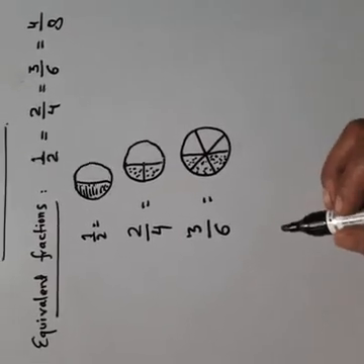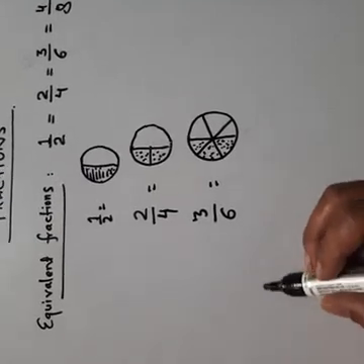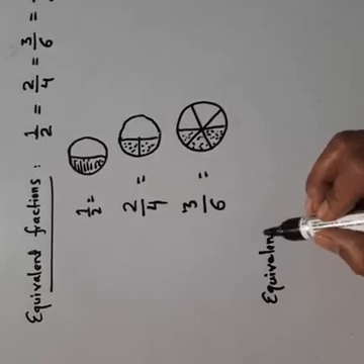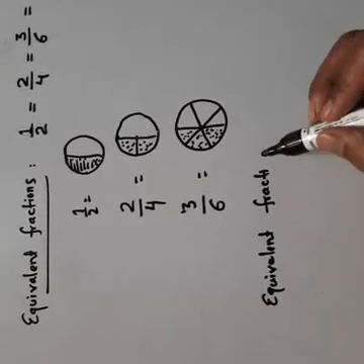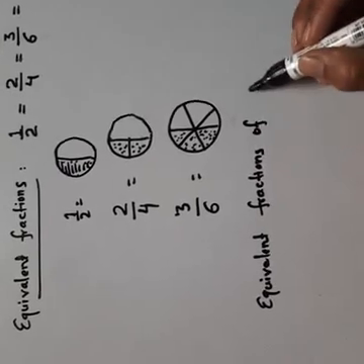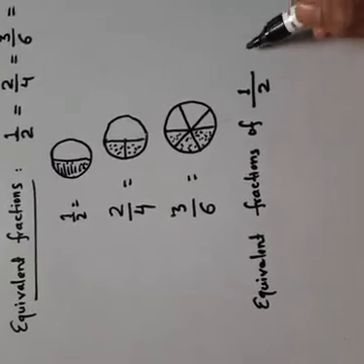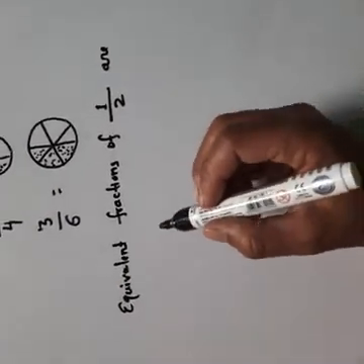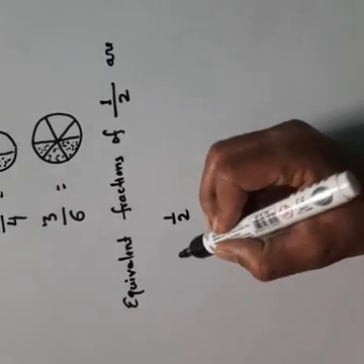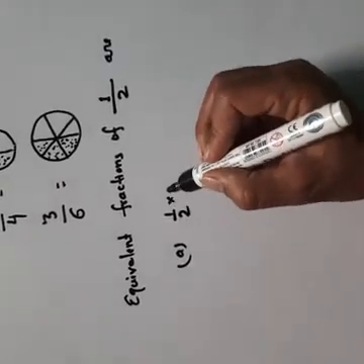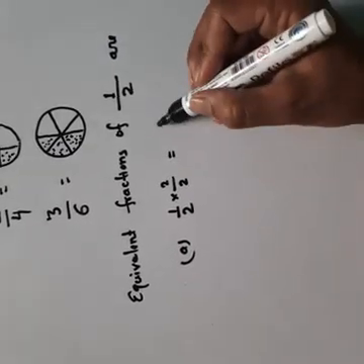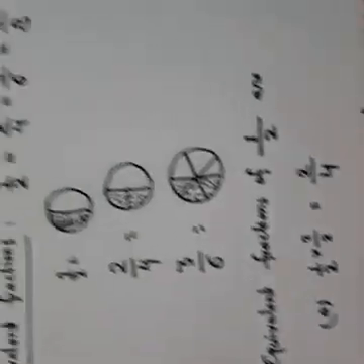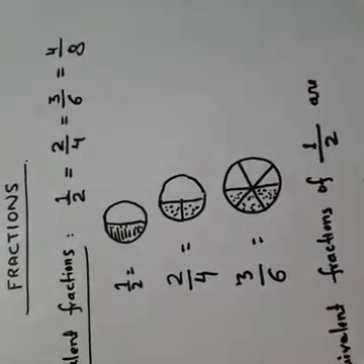And students, the easy method to find equivalent fractions of 1 upon 2 is this. Whenever you have to find equivalent fractions, you can find them by multiplying by 2 in the numerator and denominator. So 2 ones are 2, 2 twos are 4. So students, you can see the second fraction was 2 upon 4.